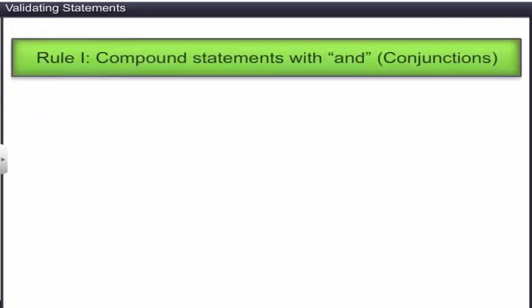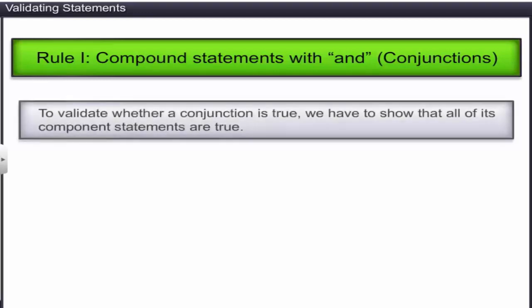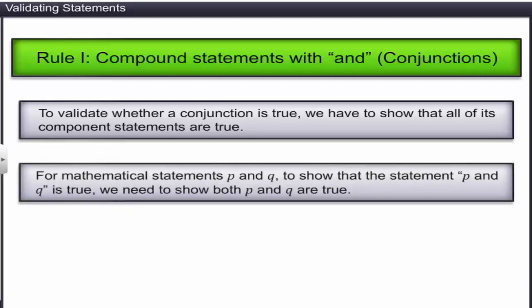Let's discuss the first rule. The first rule is used to validate compound statements with the connective word and, or conjunctions. To validate whether a conjunction is true, we have to show that all of its component statements are true. P and Q are mathematical statements. To show that the statement P and Q is true, we need to show that both the statements are true.